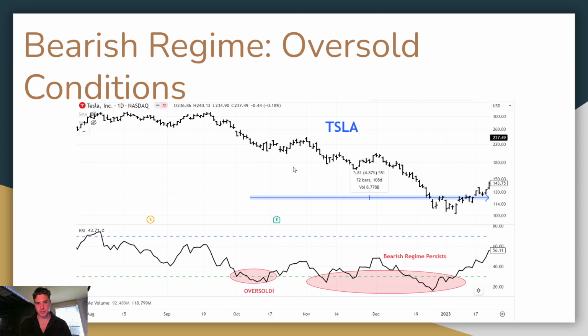And just like with overbought, we see oversold persisting. This one first hit oversold, we'll call it around this 210, 220 level. And then we ended up going all the way down to $100. So that's a 50% decline in 108 days. And you never had any reason to go bullish on Tesla here, just because you never saw an overbought reading. RSI trends, and the bullish regime persists.